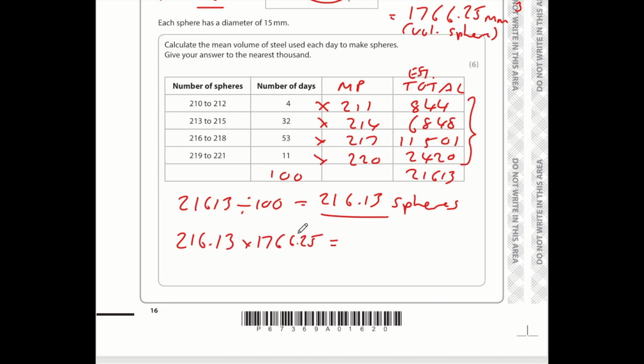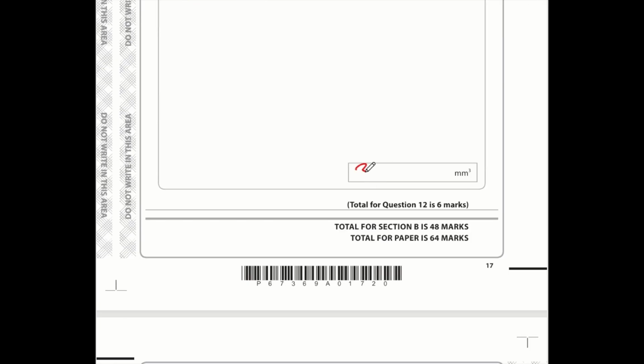1766.25, and that becomes a fairly horrible number, 381,739.6125, and we want it to the nearest thousand, so we're interested in the value in the hundreds column. It's a 7, greater than 5, so the 1 will round up to a 2, and everything after that will become a 0, so that becomes 382,000. 382, comma optional, 000 cubic millimetres. And there we go, and that is the end of section B.